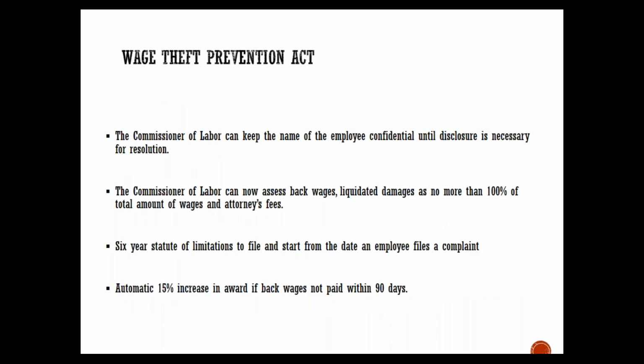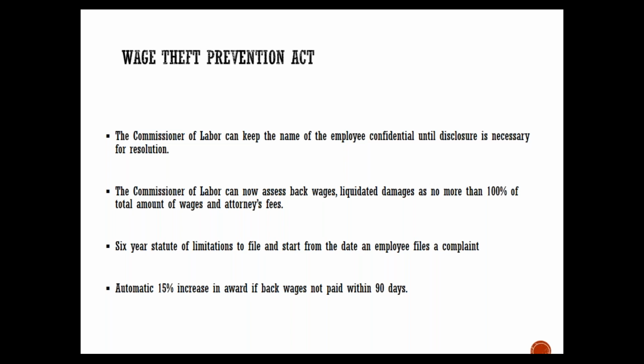So under the Wage Theft Prevention, the Commissioner of Labor can keep the name of the employee confidential until disclosure is necessary for resolution. So if a complaint is brought against you, they do not have to reveal who made the complaint until it was time for resolution, which makes it very difficult to defend. They can assess back wages, liquidated damages, no more than 100% of total amount wages, and attorney's fees. So this can get rather expensive for employers.